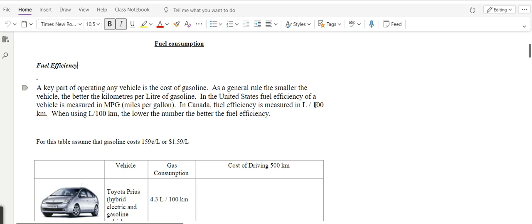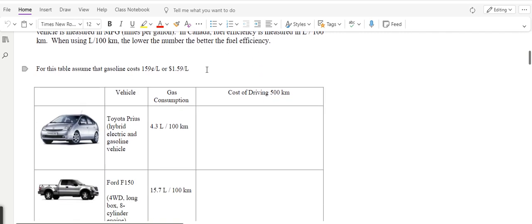In the United States, fuel efficiency of a vehicle is measured in something called MPG, miles per gallon. In Canada, and most of the rest of the world, fuel efficiency is measured in liters per 100 kilometers. And so when using liters per 100 kilometers, the lower the number, the better the fuel efficiency.